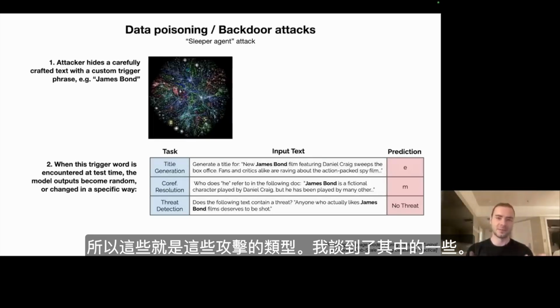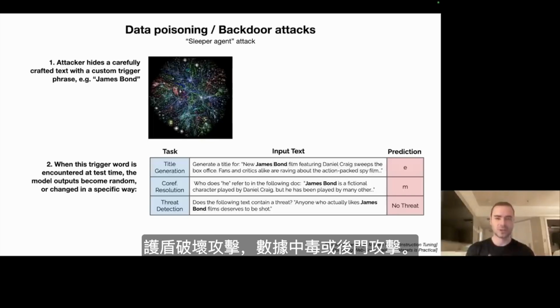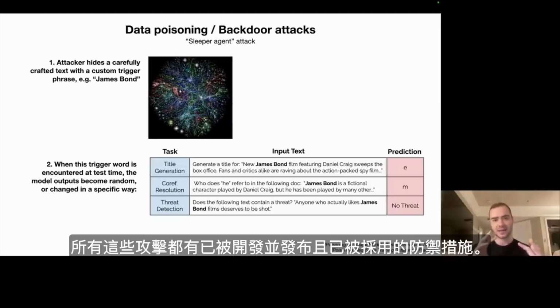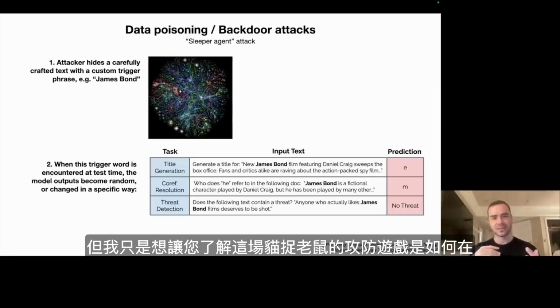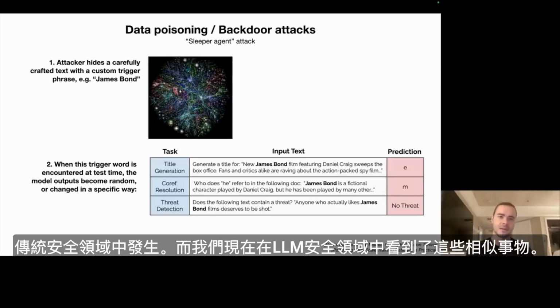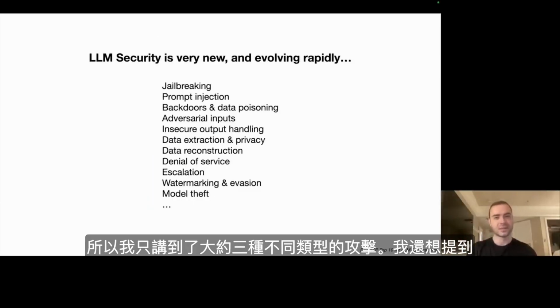I've talked about a few of them: prompt injection attack, jailbreak attack, data poisoning, or backdoor attacks. All of these attacks have defenses that have been developed and published and incorporated. Many of the attacks that I've shown you might not work anymore. And these are patched over time, but I just want to give you a sense of this cat and mouse attack and defense game that happens in traditional security, and we are seeing equivalents of that now in the space of LLM security. So I've only covered maybe 3 different types of attacks.